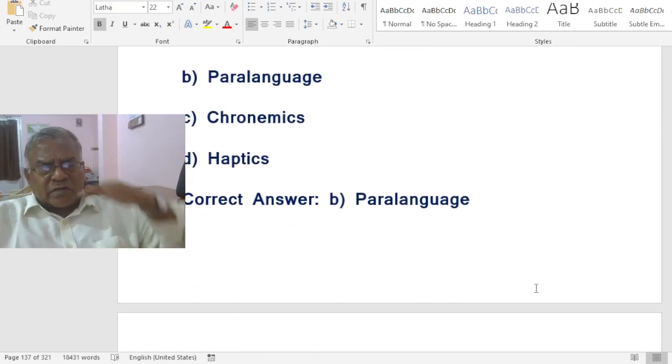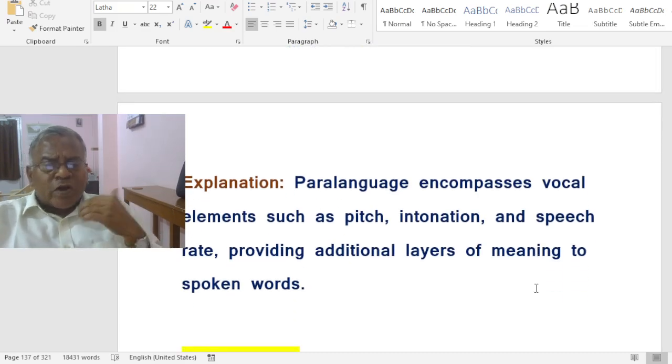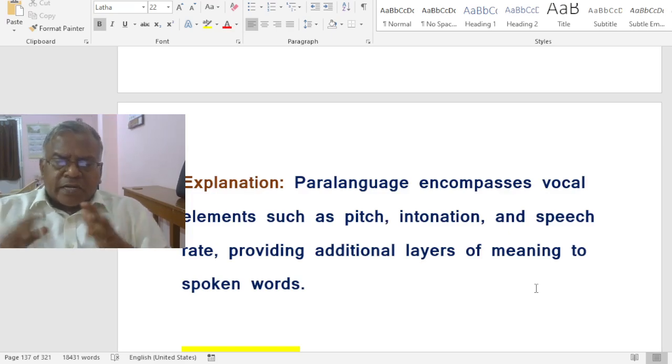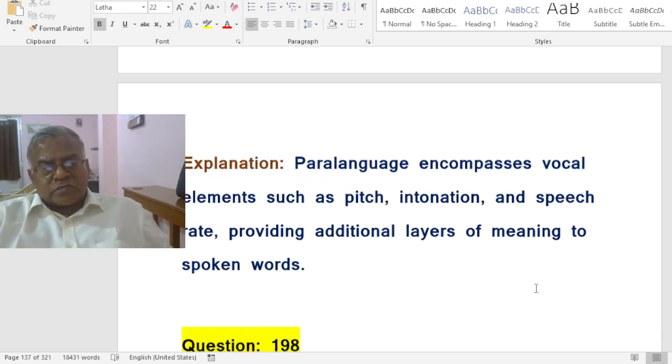We already said that, change of voice, slowing down or going fast. That is paralanguage. Paralanguage encompasses vocal elements such as pitch, intonation and speech rate, that is speed of speech, providing additional layers of meaning to spoken words.